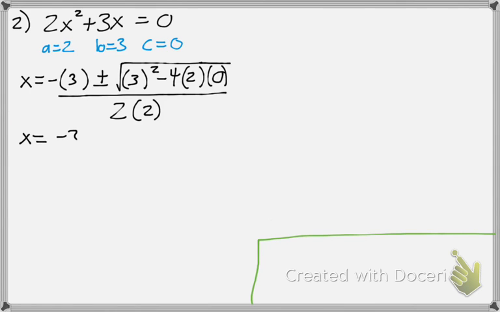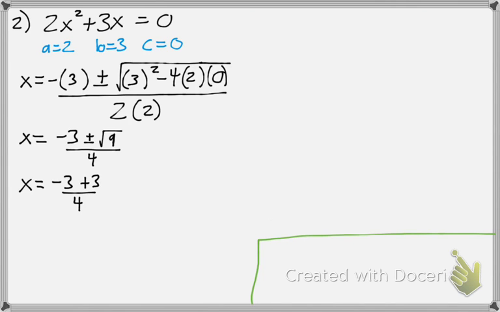So this will be negative 3 plus or minus. If you type in the inside of the radical in the calculator, you should get 9. And this is over 4. Now on number 1, we had square root of 44 that we had to simplify, and you had to find the largest perfect square that divides into it. Here, it actually already is a perfect square.